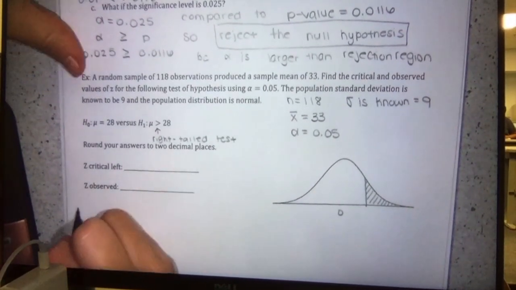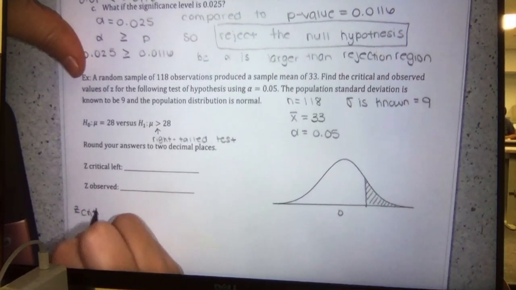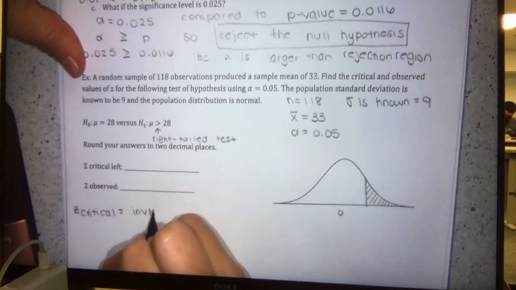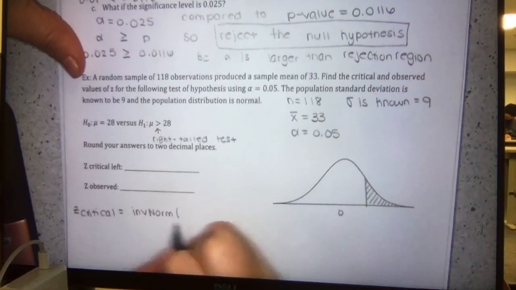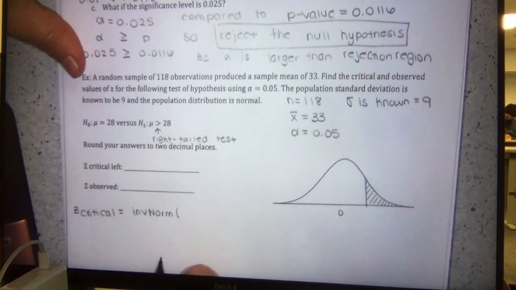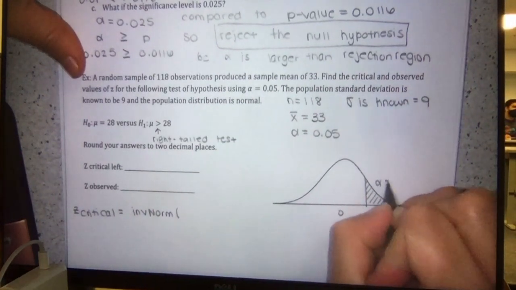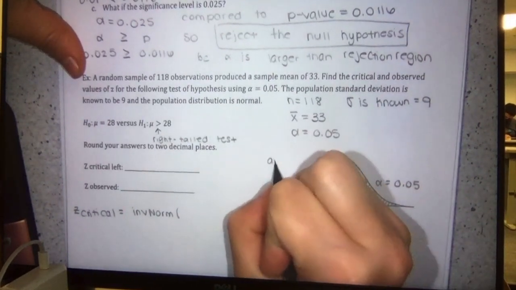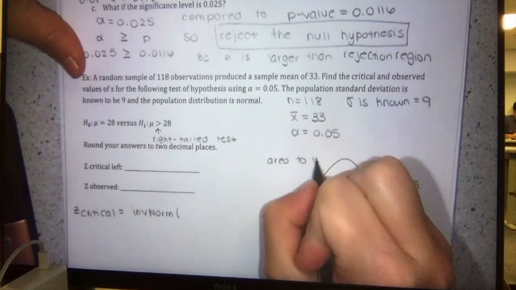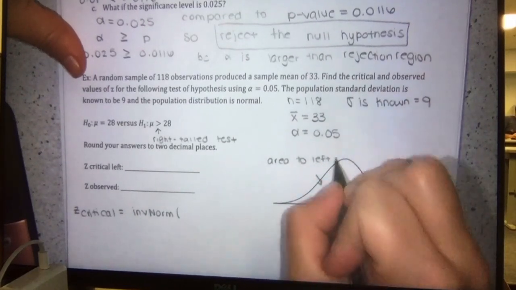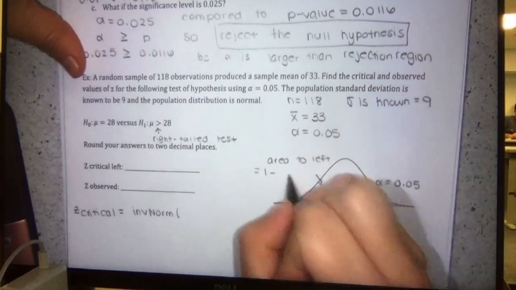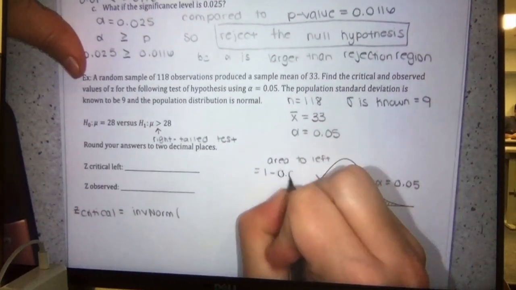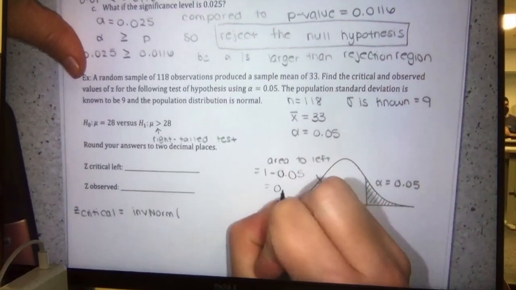So first, let's find our critical value. Go into our calculator, inverse norm. We're trying to find that z-value. We need to put in the area to the left. We know this is alpha, which is 0.05. So our area to the left, because most of us have a calculator that we have to put in the area to the left, is 1 minus alpha, so 1 minus 0.05, which is 0.95.